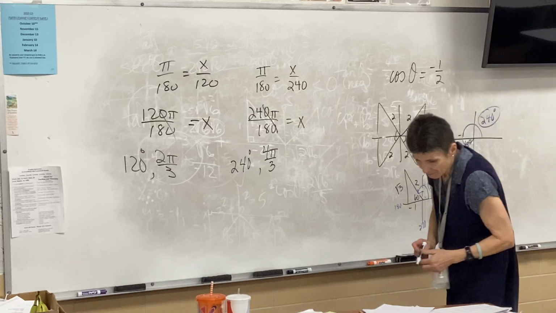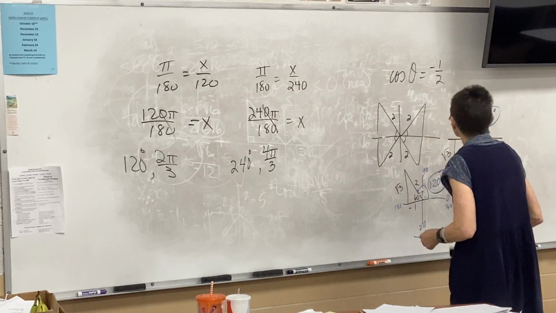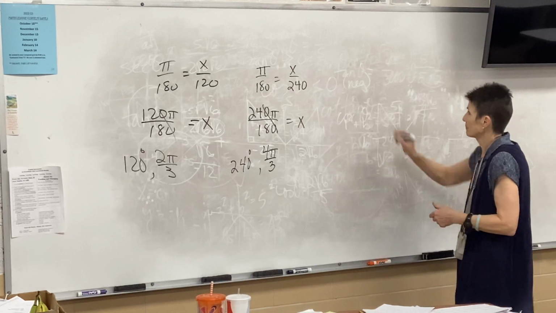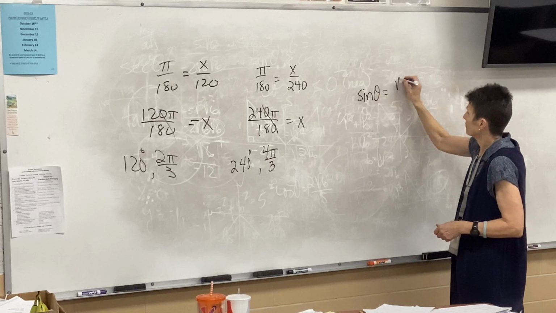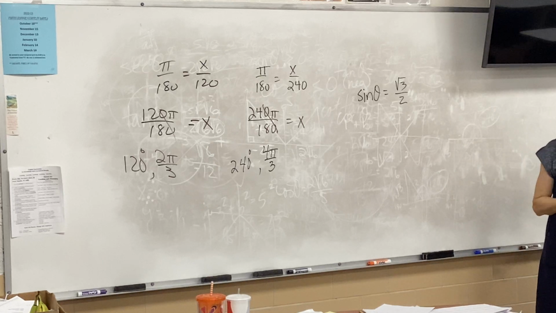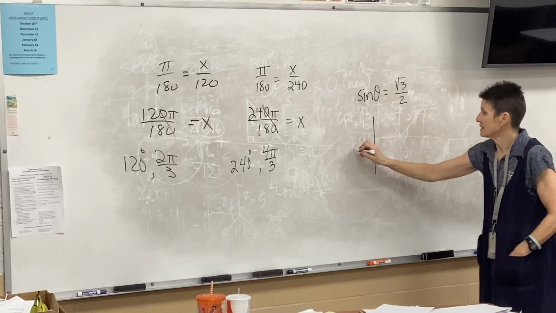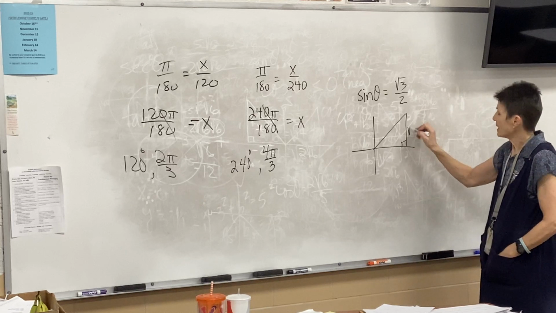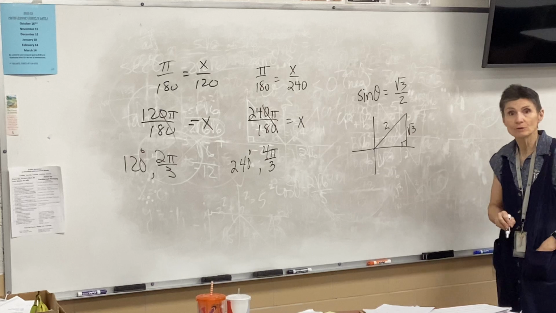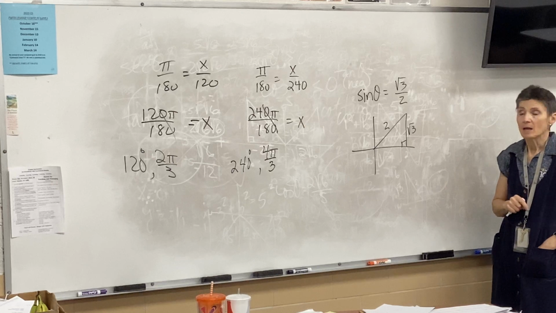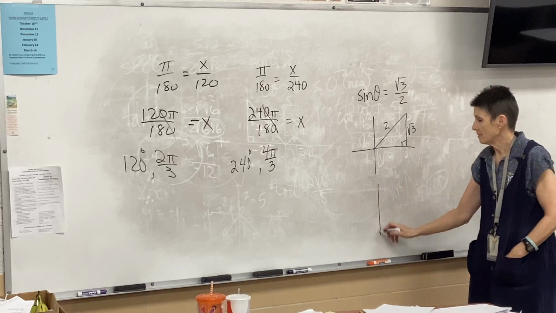All right, next one, sine theta equals root 3 over 2. Now, again, we want all of the angles. So I think, at least I hope, what you're thinking is, hey, I could draw my normal triangle right here in quadrant 1. I could say opposite is root 3 and hypotenuse is 2, and that'll work. And you are absolutely right. But there's another one that will work.